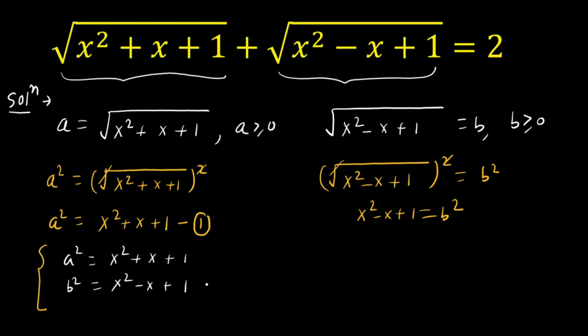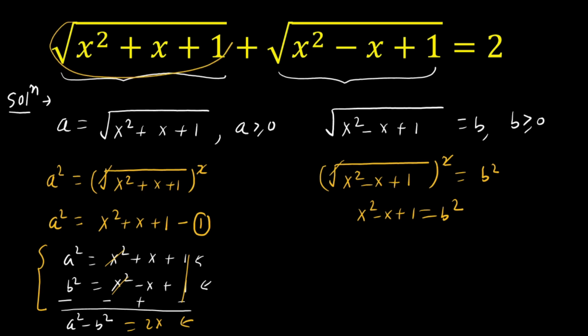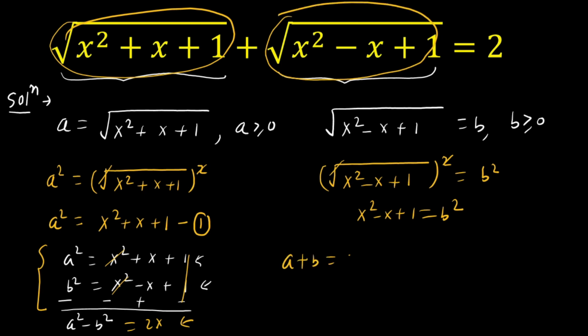Then if we subtract this equation from this, we get minus, minus, plus, minus. On the left hand side we have a square minus b square, and on the right hand side this x square and this x square are cancelled out because one is positive and one is negative. This plus 1 and this minus 1 are cancelled out. Here x plus x is 2x. We have a square minus b square equals 2 times x. And this expression is a and this expression is b, so a plus b equals 2.